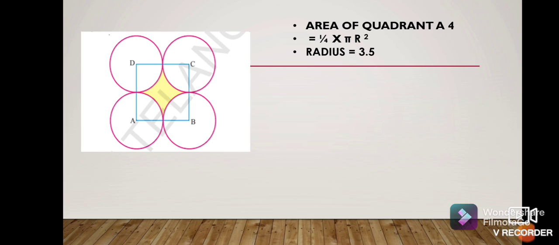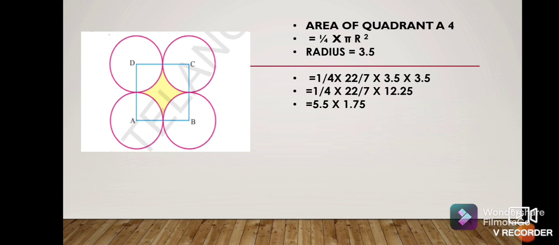Now the radius is simply 3.5. Now 1 by 4 into 22 by 7 into 3.5 into 3.5. So then 1 by 4 into 22 by 7 into 3.5 and 3.5, 12.25. On simplification we get 5.5 into 1.75. So the product is 9.625.